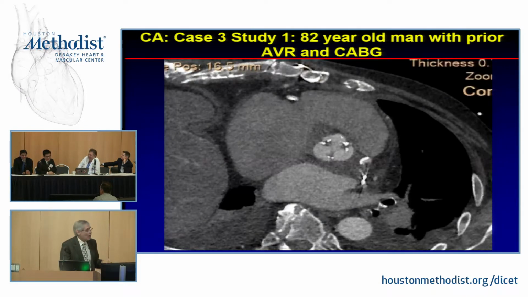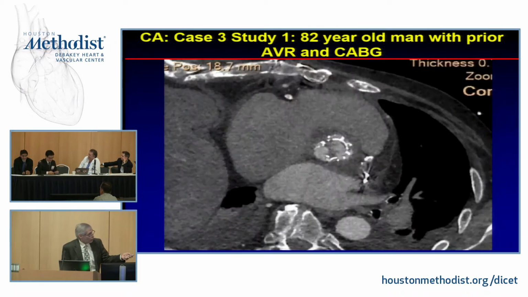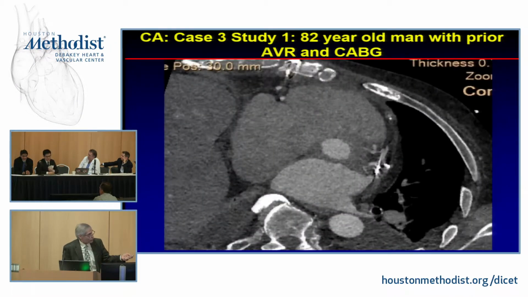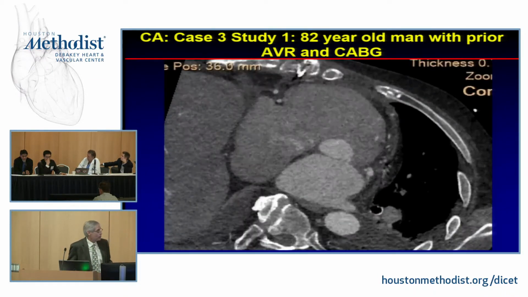All right, so we always look very carefully at this. You can see that there's increase in intensity here, attenuation around the aortic root. Normally that's surrounded by fat, so it's minus 80, minus 100 Hounsfield units. That is not the case here. So let's keep going on.